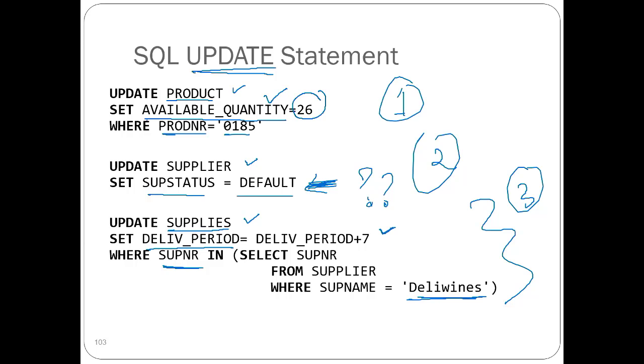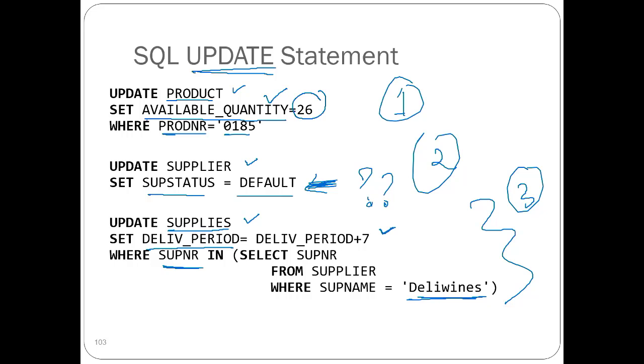So yeah, update supplies, set delivery period equal to delivery period plus 7 for the supplier number, with supplier number selected from supplies where supplier name is daily wines. Okay. Why do we write this query in this way? Because probably the supplier with the name daily wines is supplying multiple products, right? If that's the case, then for each product supplied by the supplier named daily wines, we want the delivery period to be updated to plus 7. There's a delay of 7 days by the supplier daily wines.